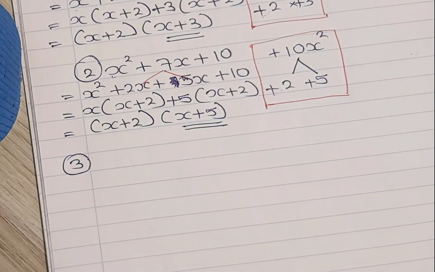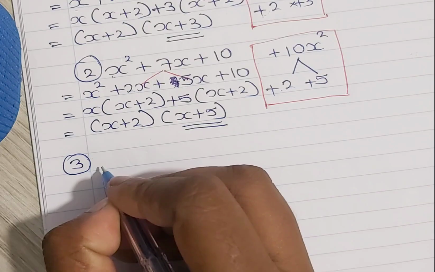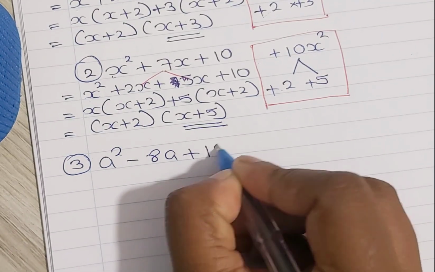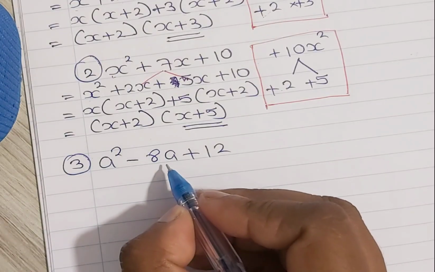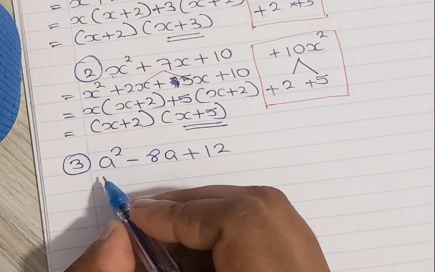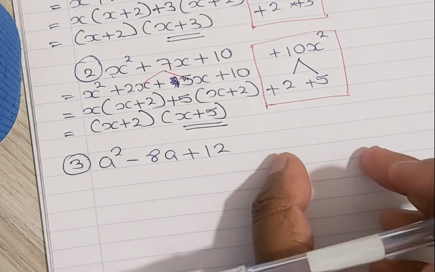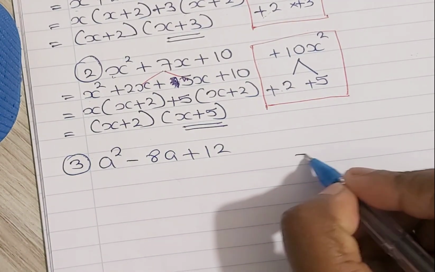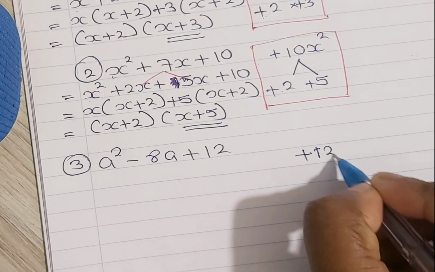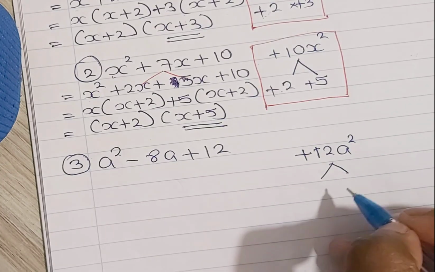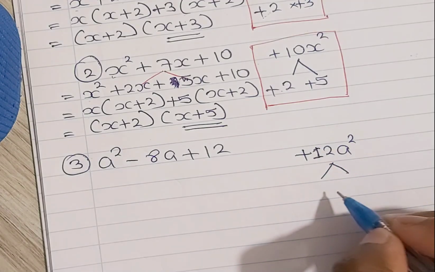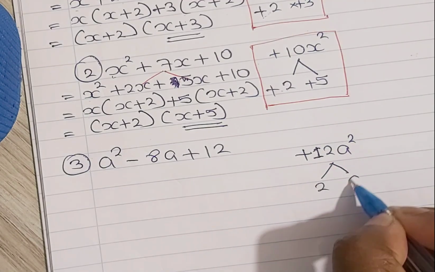So in the third one, look at this one also. If I am taking a squared minus 8a plus 12, right? A squared minus 8a plus 12. So when you are factorizing, you have to make this part now. First term into last term is coming like plus 12a squared, right? So you can factorize 12 like this. It is 2 times 6 is 12, right?